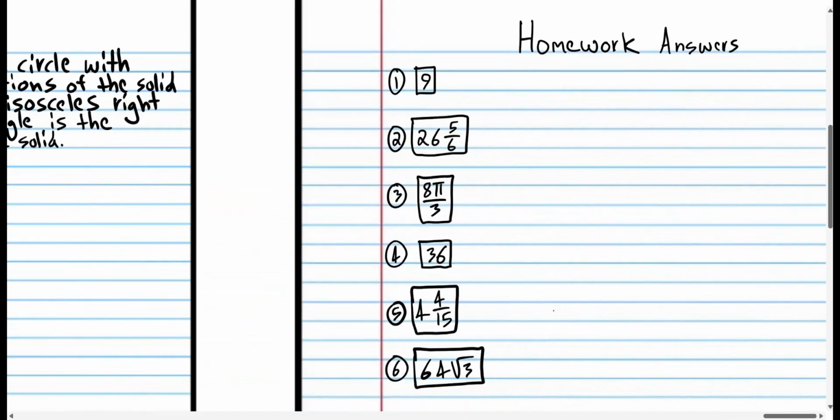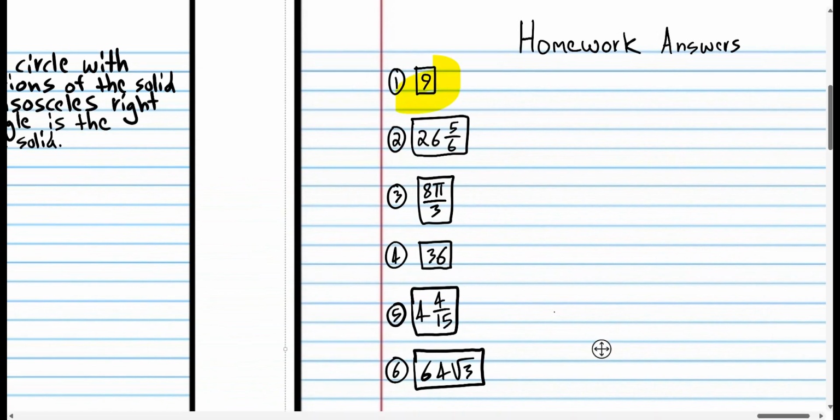Now, for the first 2 problems, I want you to calculate these with a dy integral and a dx integral. Now, technically, you can find the answer with just one method, but you need to get used to using dx integrals and dy integrals.